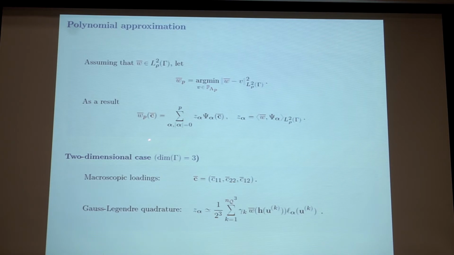So we can define the polynomial projection of the effective Story function on this polynomial space, and we get this kind of polynomial expansion where the coefficient z alpha can be computed by taking the inner product against the polynomials. And for instance, in the two-dimensional case, we only have 3 microscopic loadings, and we can use a Gauss-Legendre quadrature rule in order to compute these coefficients with NQ integration points in each direction.